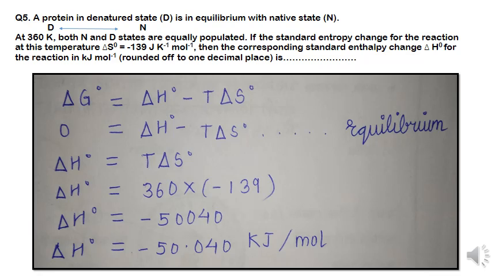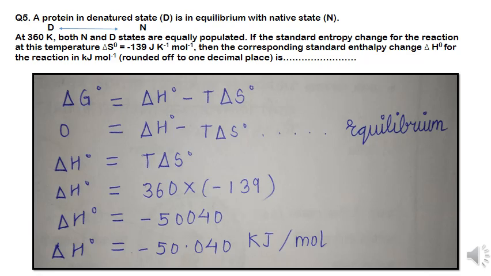So here the protein is in denatured state and it is in equilibrium with the native state. At 360 Kelvin, you have both denatured and native states of the protein, whose concentration is not changing because it is in equilibrium. The forward and the backward reaction rates are the same. Therefore, N and D states are equally populated. So here you have to calculate the delta H for this equilibrium reaction.